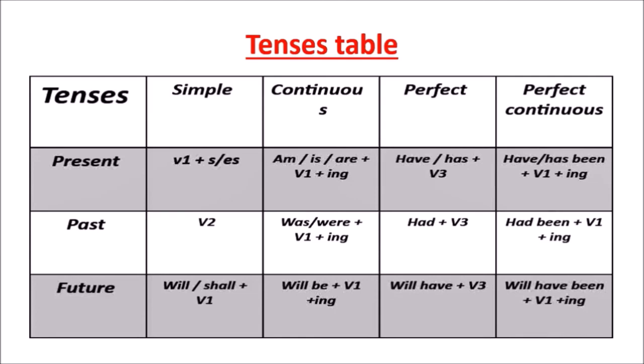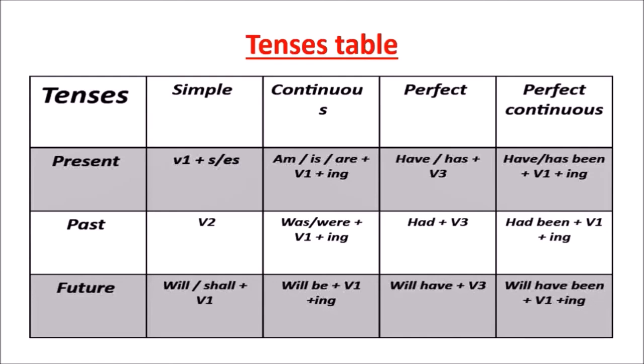Clear? So look at the next one, past continuous. What is the formula? Was or were plus verb 1 plus ing. Clear? Yes. Look at the next one, that is future continuous tense. What is the formula? Will be plus verb 1 plus ing. Next, what is the next form? That is perfect form. Look at the formula for present perfect tense, that is have or has plus verb 3. So this is the formula for present perfect tense.